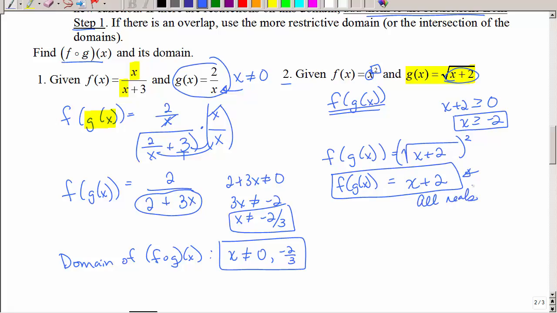Is that my final answer? No, because remember, x was only greater than or equal to negative 2. This offered no other restrictions. So the domain of f of g of x is x greater than or equal to negative 2. In other words, you could write that as negative 2 comma infinity, and that would be in interval notation.